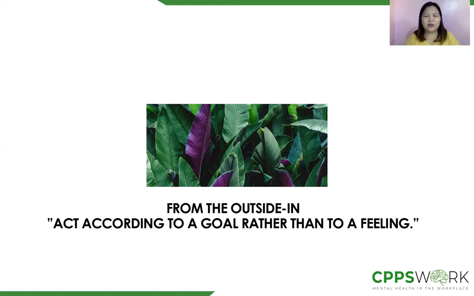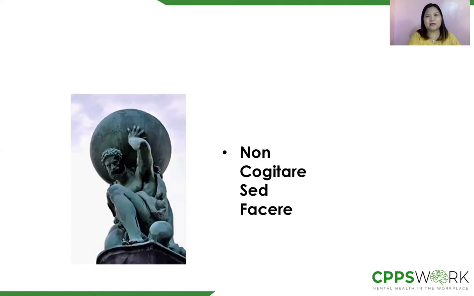Okay. So, sabi nga doon sa movie na napanood ko, nung tinanong si Atlas, paano niya nakakayang buhatin yung mabigat na mundo? So, ang sagot ni Atlas, non cogitare sed facere. So, anong ibig sabihin nun? To not overthink things, but to do them.